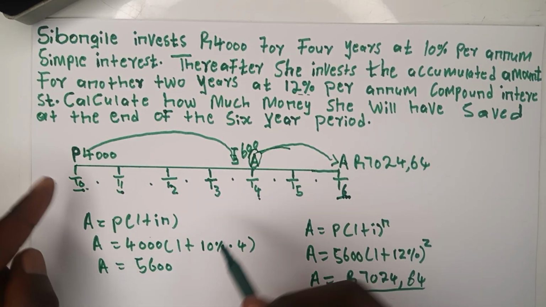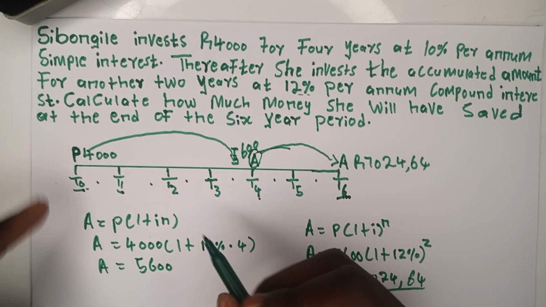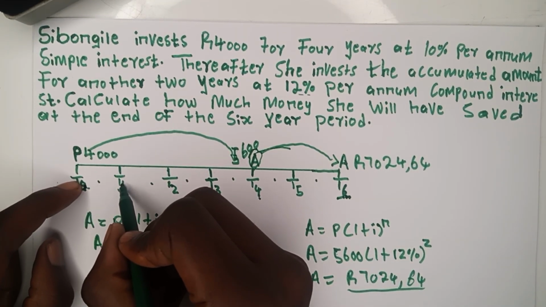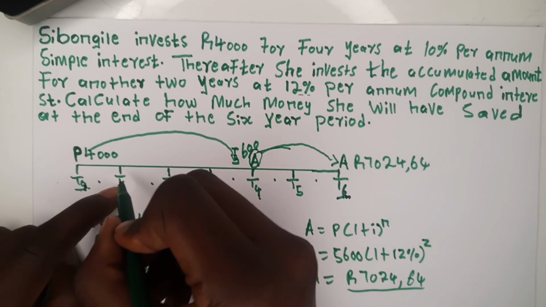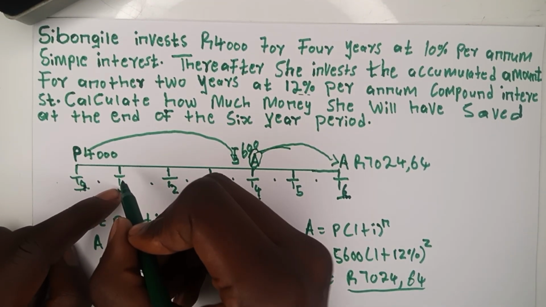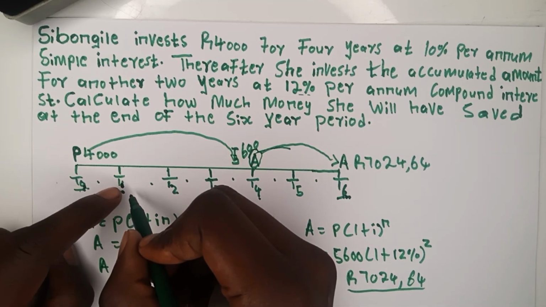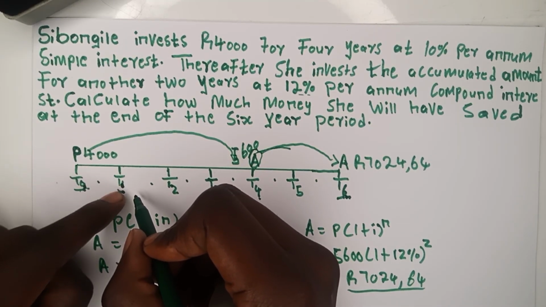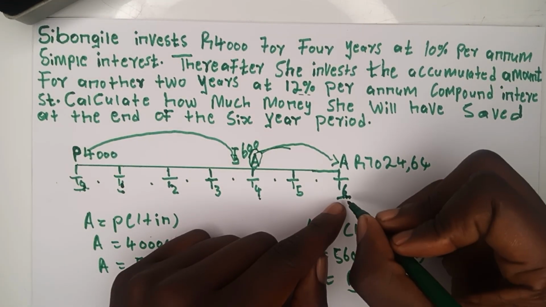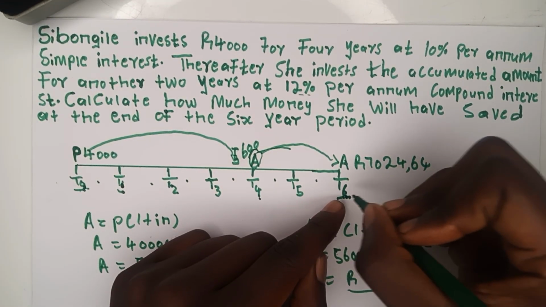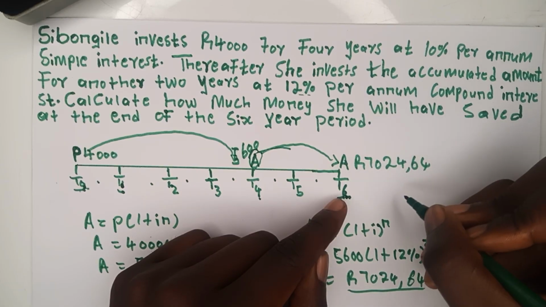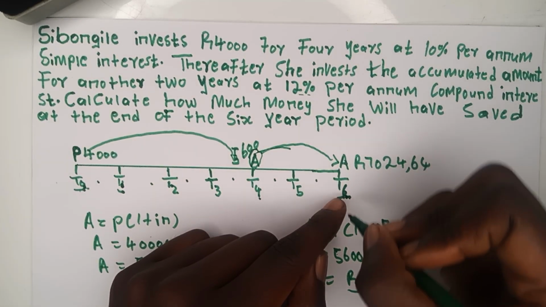Remember, when we read a timeline, this is the start of the first year, end of the first year, but this is actually where the second year began. So where the first year ends is where the second year begins. So this is the start of the seventh year, but this is also the end of the 6th year.